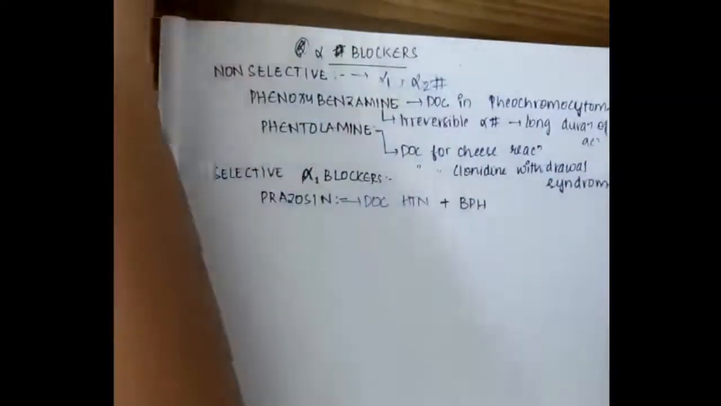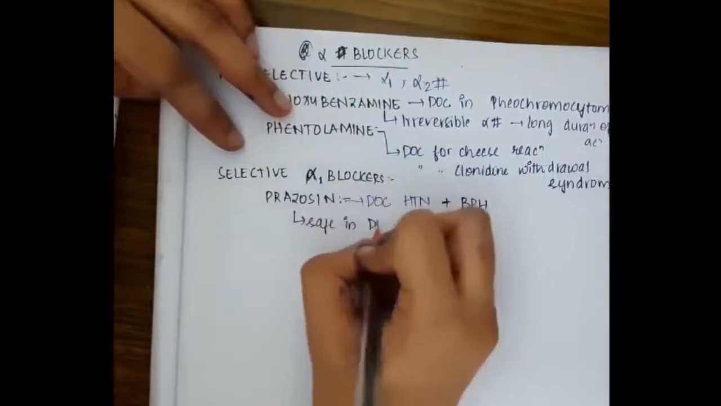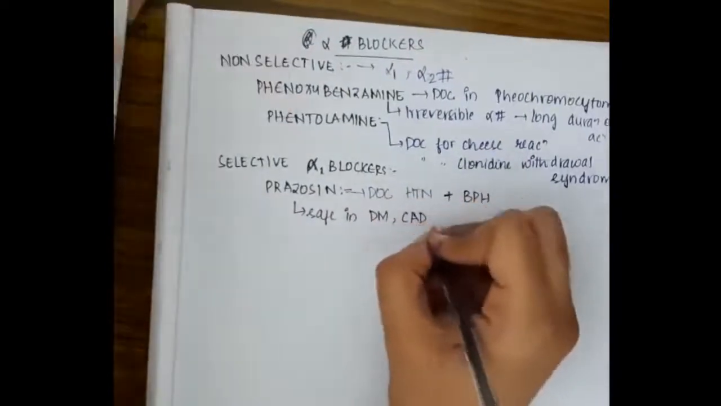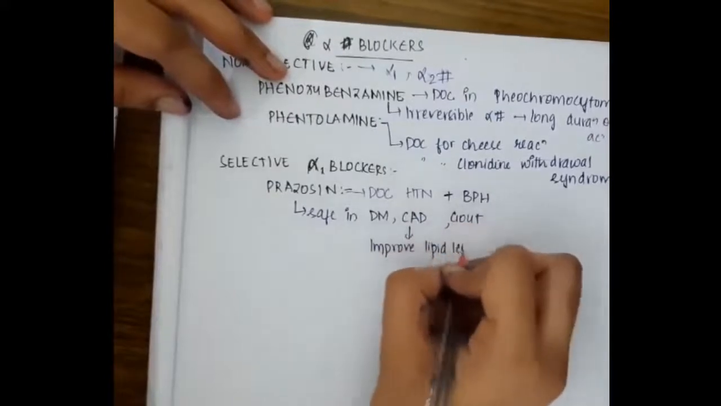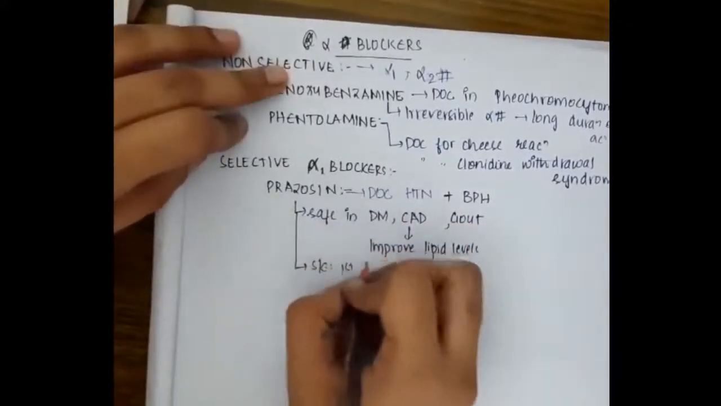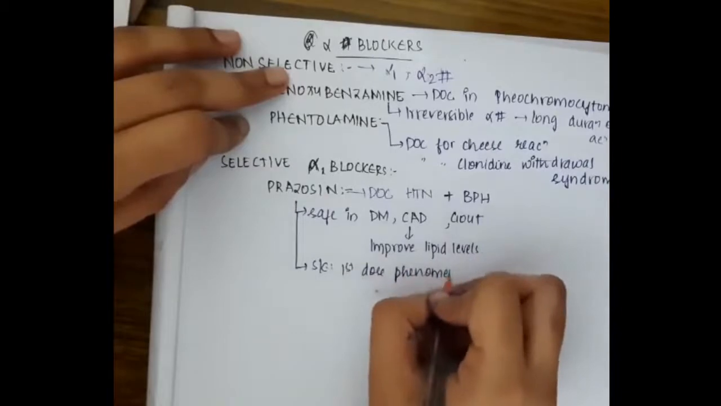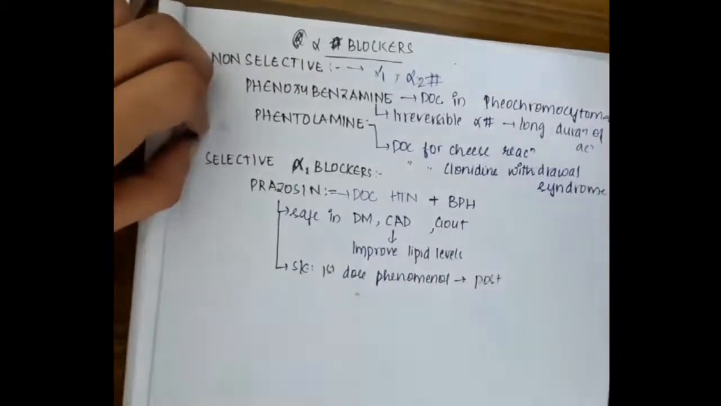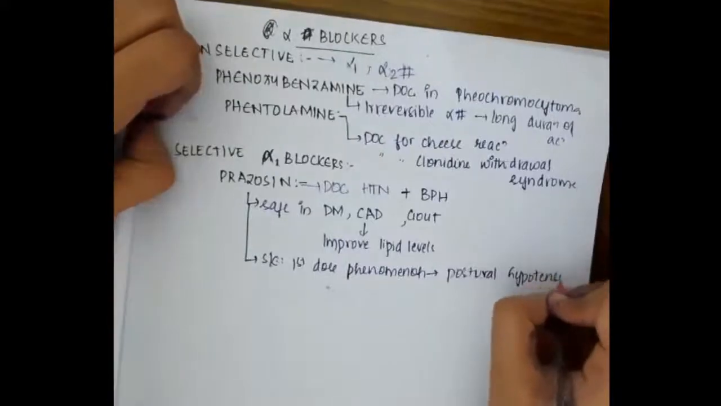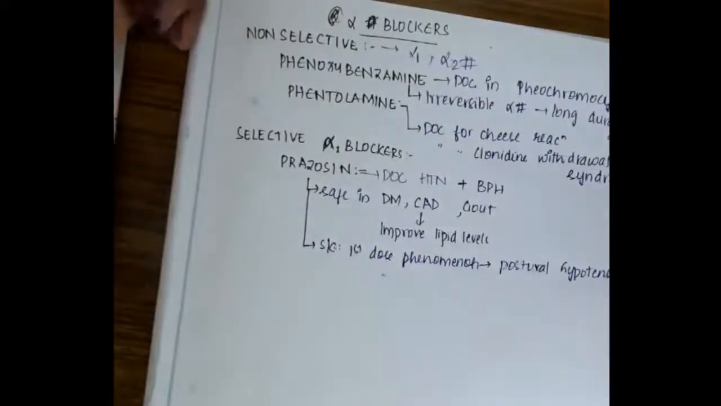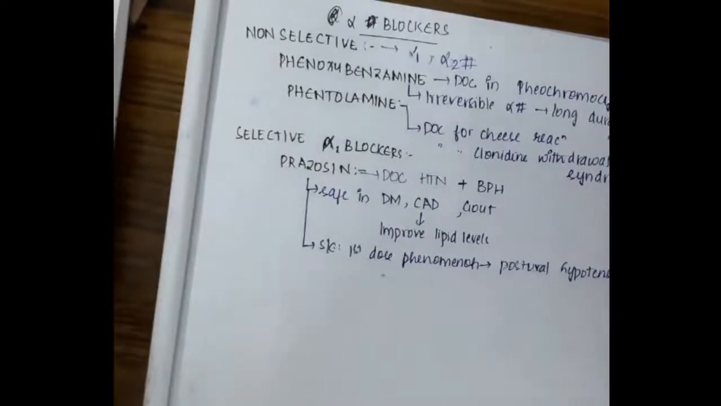This prazosin is actually safe in diabetes mellitus, coronary artery disease and gout, because in coronary artery disease it will improve the lipid levels. So if you see the side effects of prazosin, it causes first dose phenomenon, or postural hypotension. Postural hypotension occurs due to prazosin.